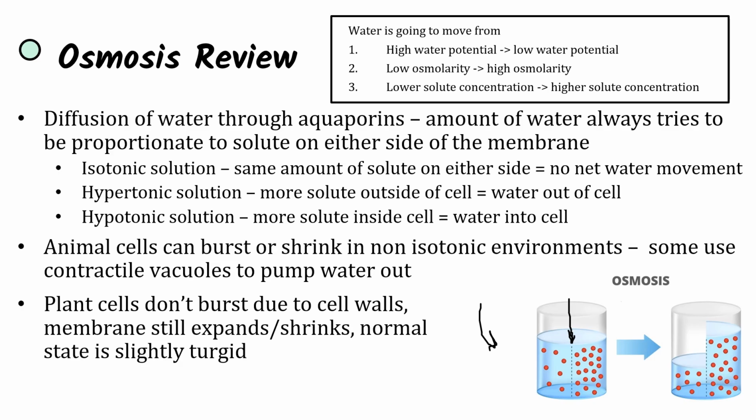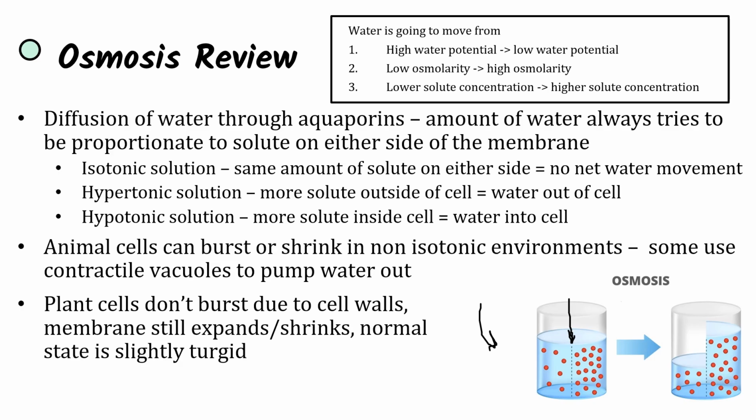Lastly, water is going to move from a high water potential to a low water potential, meaning from a place where water has a lot of free movement, it can bind to molecules if it wanted to, to a place where it doesn't, meaning it's going to go from a place without much solute to a place with more solute. It's going to go from low osmolarity to high osmolarity, less solute to more solute. Lastly, lower solute concentration to higher solute concentration, less solute to more solute.